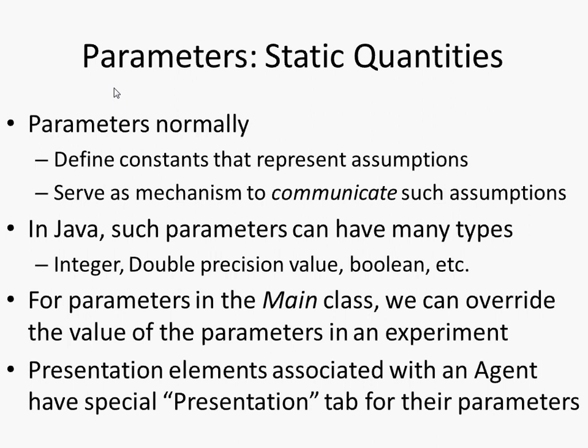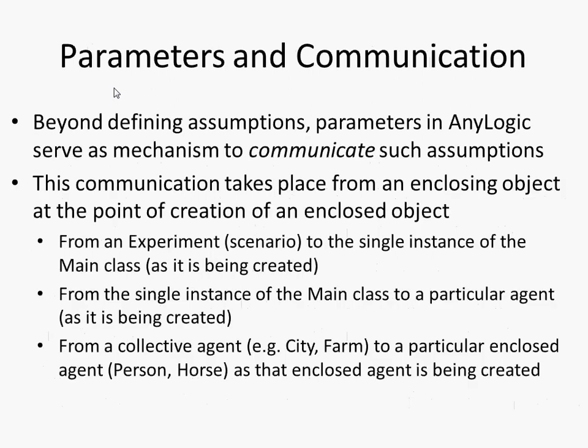Now, some parameters will live in different classes. Some will live in main, some will live in agent classes. For parameters in the main class, we can override the value in an experiment. For parameters in the agent class, we can override that value or specify that value in the main class or in the enclosing class. Okay? We'll come back to this last point at a later point.